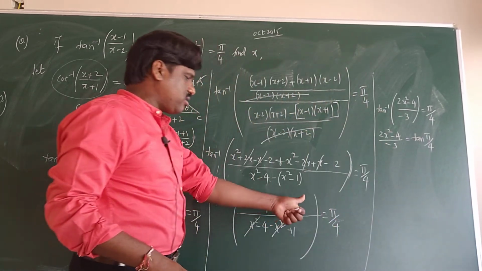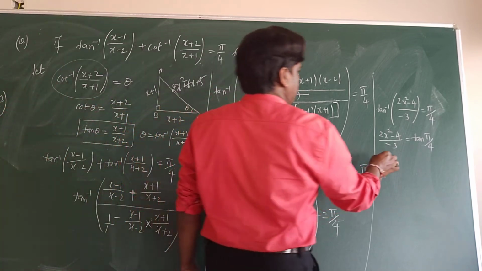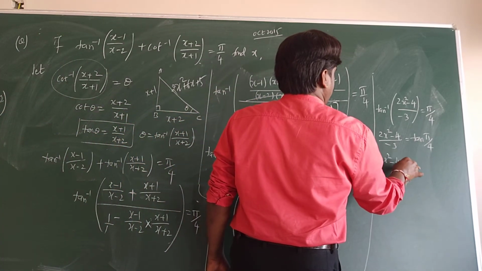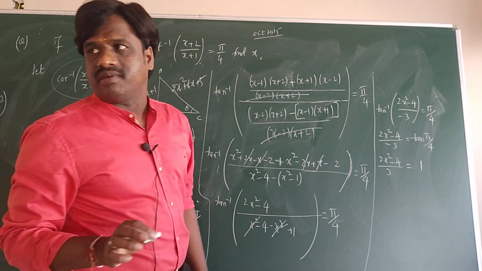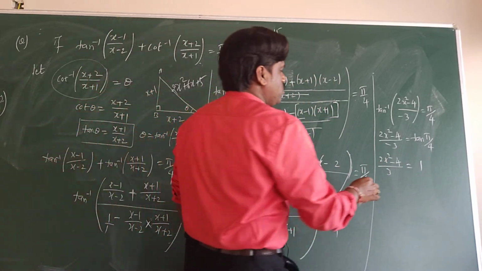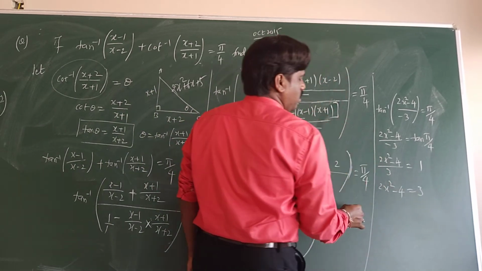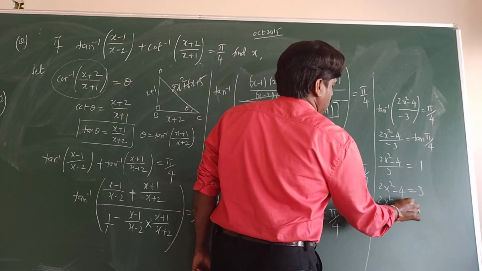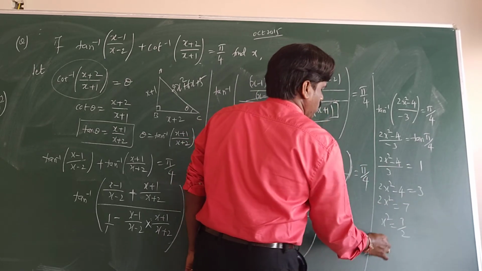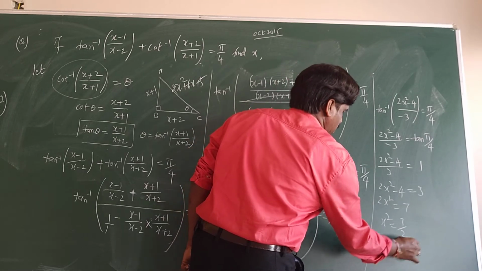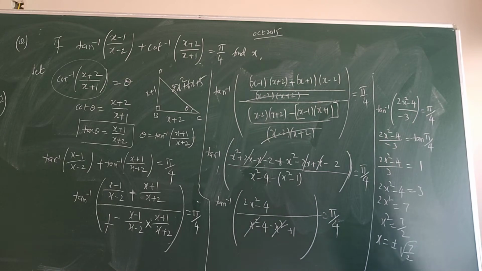You can send it here also, no problem. So tan pi by 4 value will be 1. So we get 2x square minus 4 by minus 3 is equal to 1, because tan pi by 4, that is 45 degrees, value is 1. So I get 2x square minus 4 is equal to 3. So 2x square is equal to 7, x square is equal to 7 by 2. So x is equal to plus or minus square root of 7 by 2. So this will be the answer.